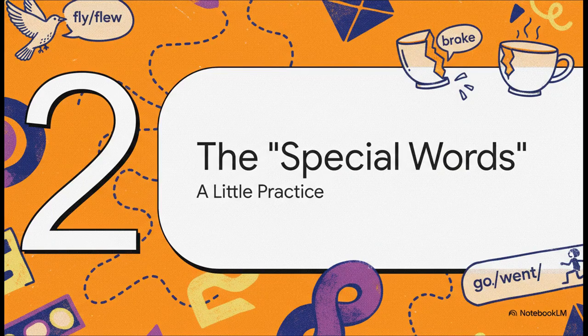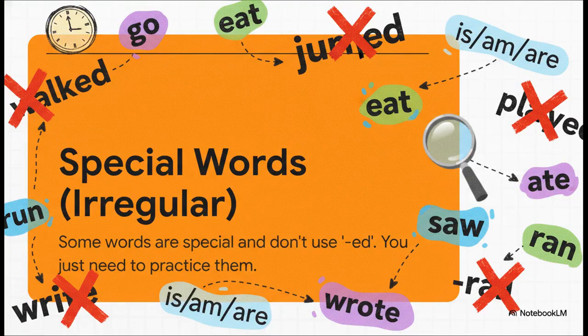All right, so what about the words that don't follow that nice ED rule? Well, let's take a look at what I like to call the special words. And don't worry, they're not difficult, they're just different. So here's the deal. The official term for these is irregular verbs, but honestly, I just prefer to think of them as special words. They don't play by the ED rule. Instead, they have their own unique forms for the past that you just get to learn with a little bit of practice. It's actually kind of fun.